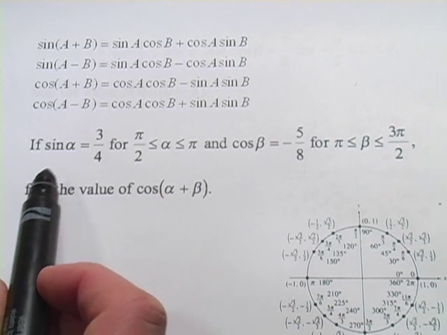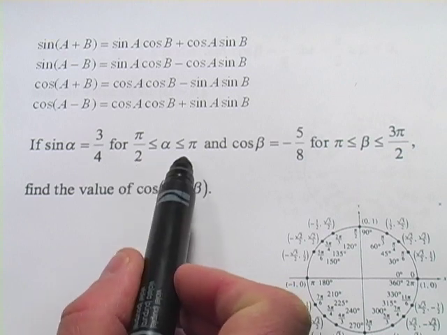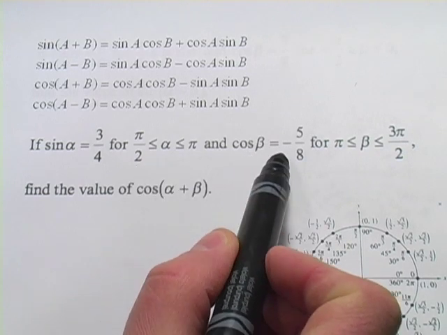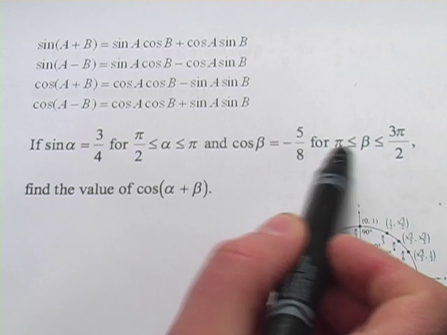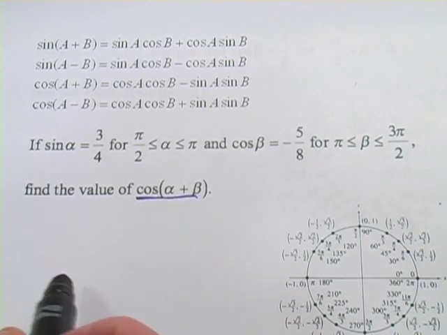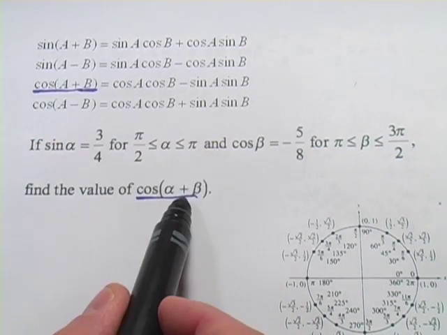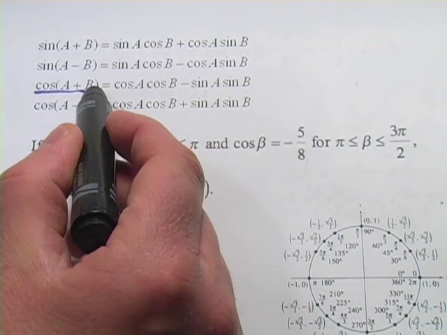In this first problem, it says the sine of alpha is 3/4 and alpha is between pi over 2 and pi. And the cosine of beta is -5/8, and beta is between pi and 3 pi over 2. And we want to find the value of the cosine of a plus b. So we're going to use this formula right here. Cosine of, well, it's alpha plus beta here, a plus b here, same thing.